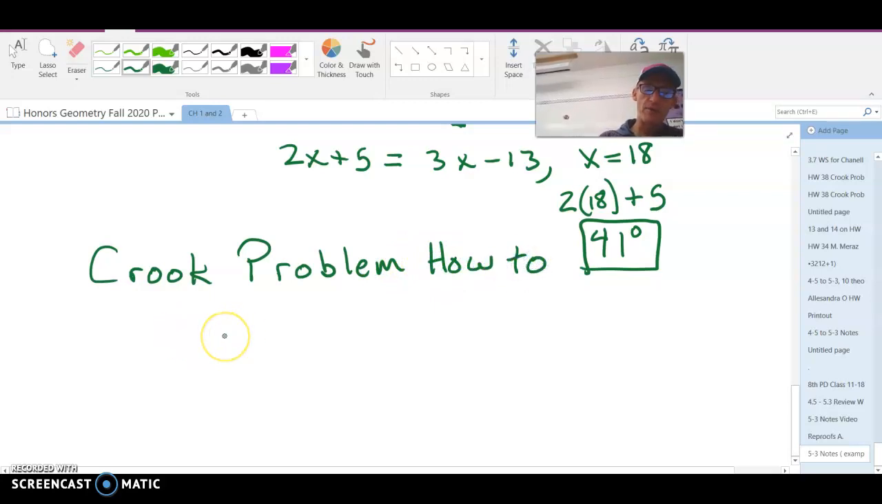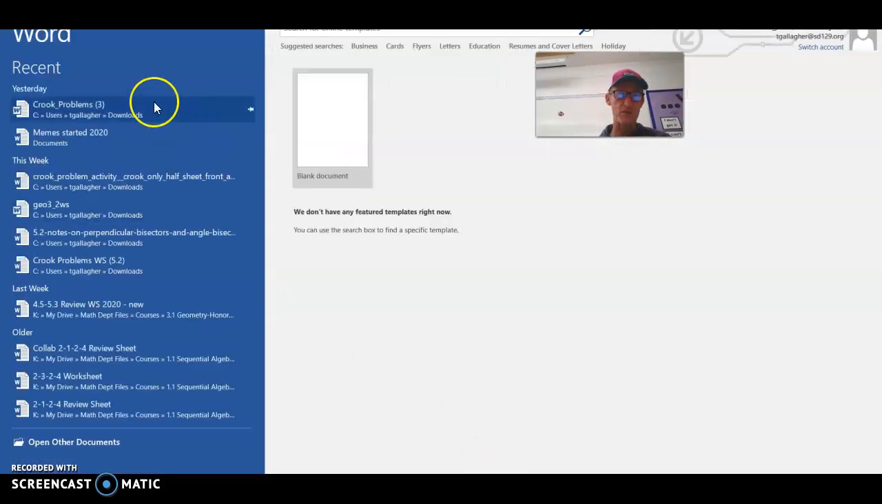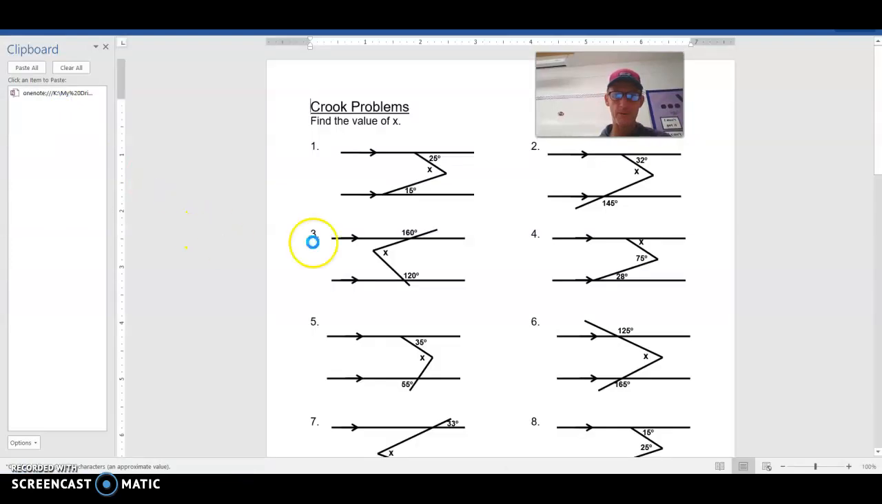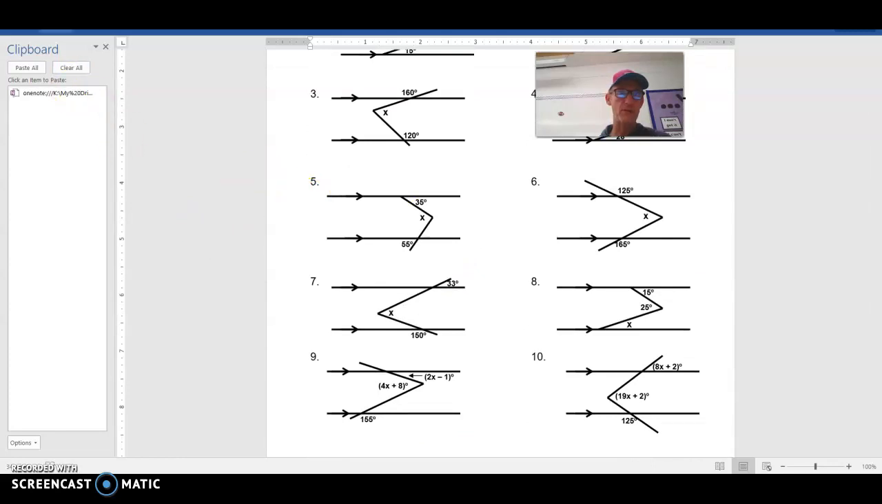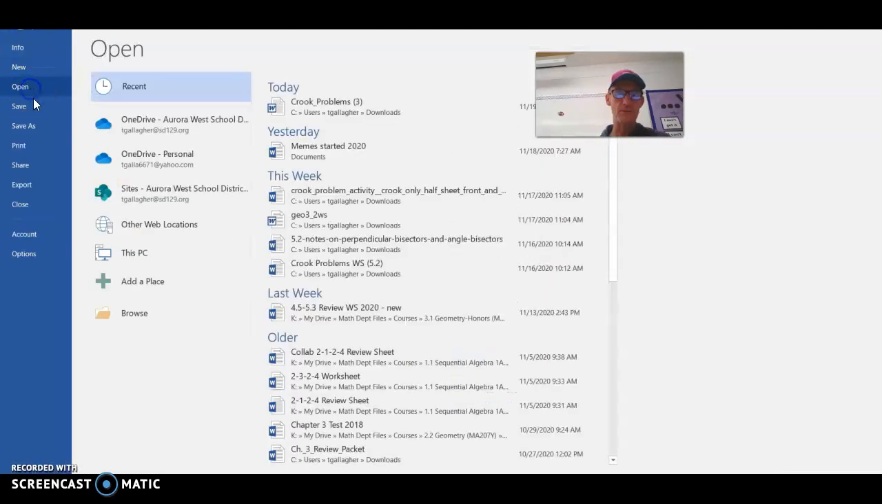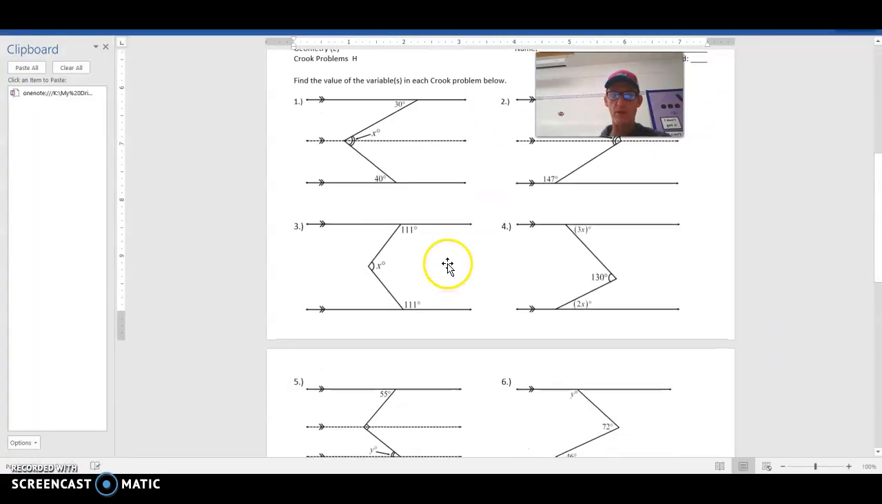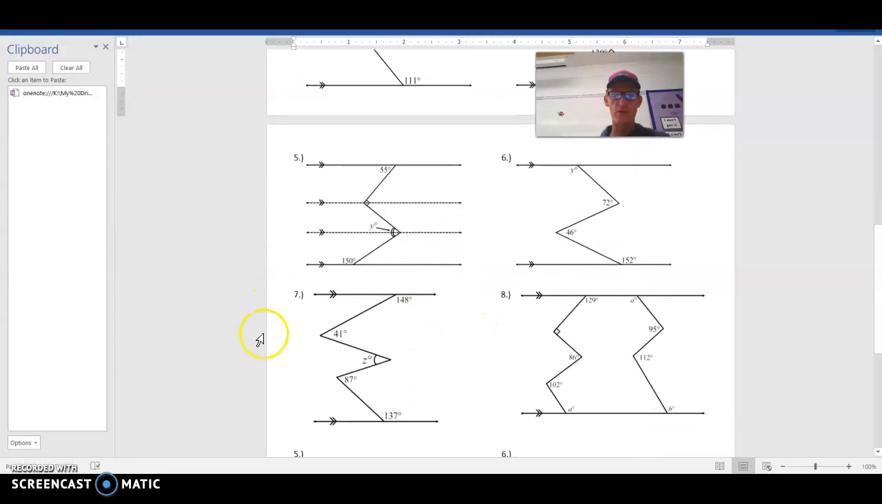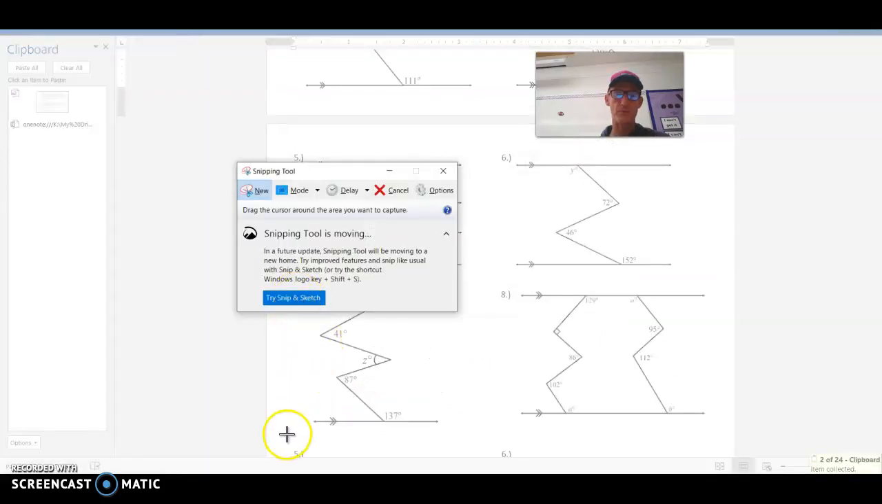Now here's a Crook problem. Let me pick one here. I got one on a Word document I think I had here. I can just take a picture of it real quick. Here they are. Maybe I'll do a different one here. So I'm going to do a harder one. Okay. So I think we'll start. We'll do this. Maybe we'll do number 7. That's a good one to do. Okay.